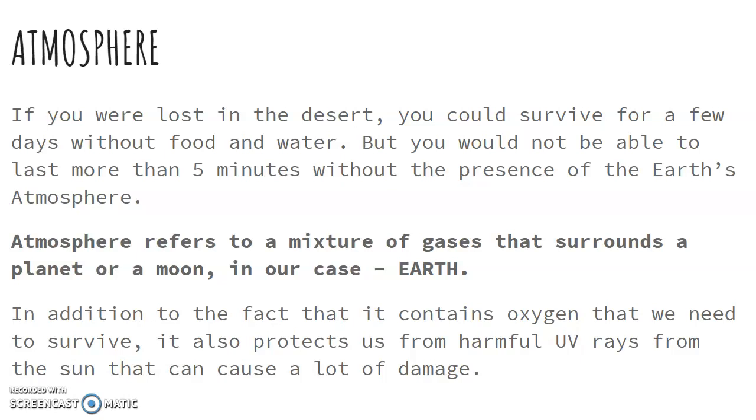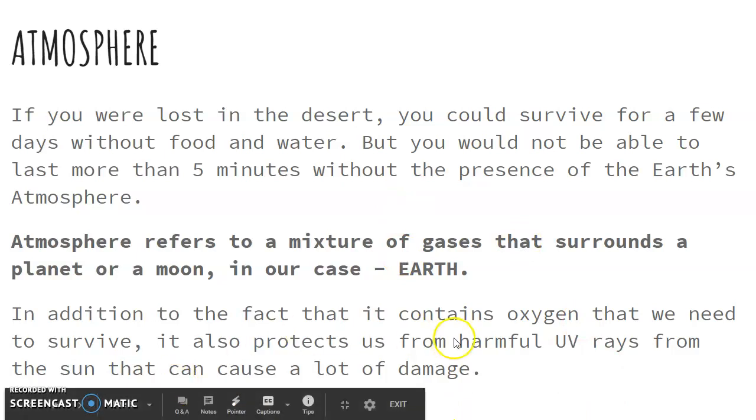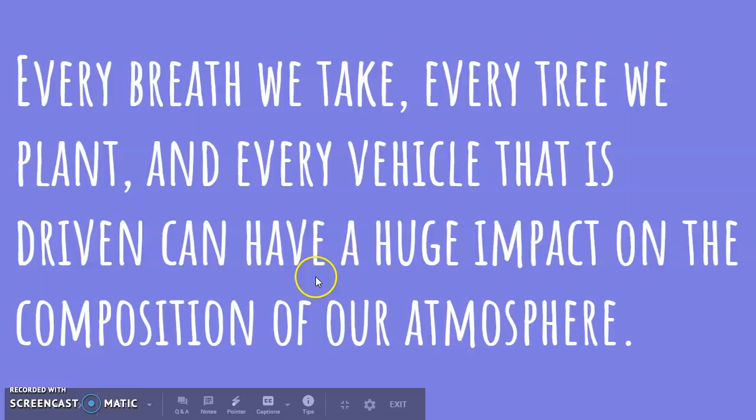Now, if we did not have a layer or several layers of atmosphere between us and the sun, I promise you, the ultraviolet radiation or the UV rays from the sun would cause a lot of damage. For example, a lot of people would have severe blisters or even skin cancers. Well, that is if we did survive the lack of oxygen.